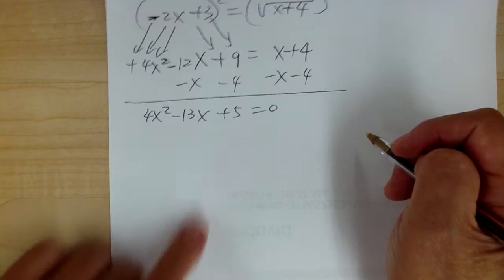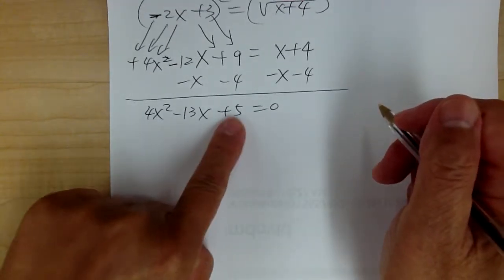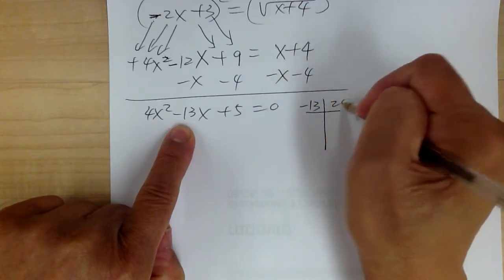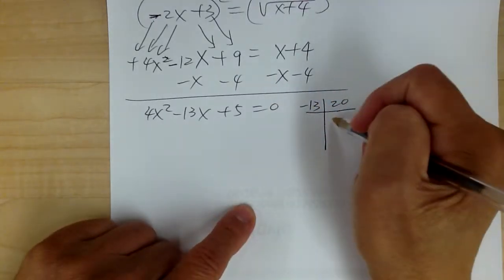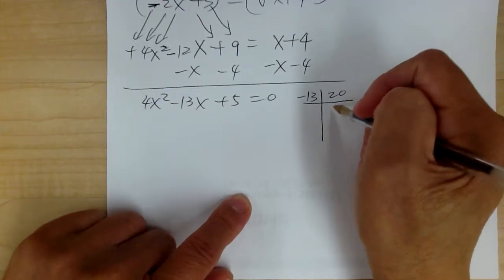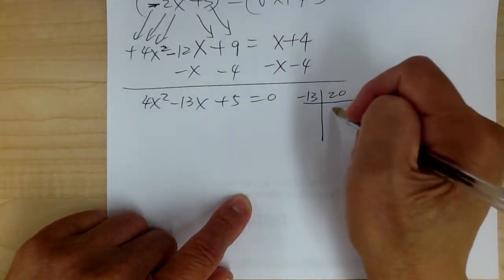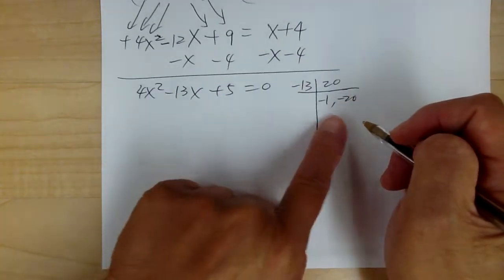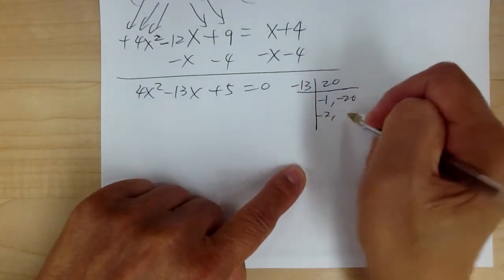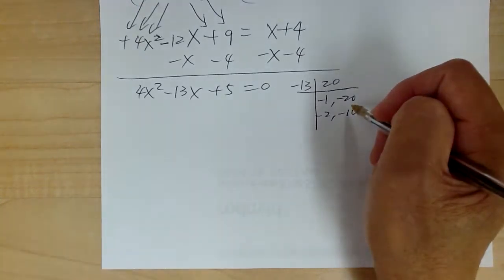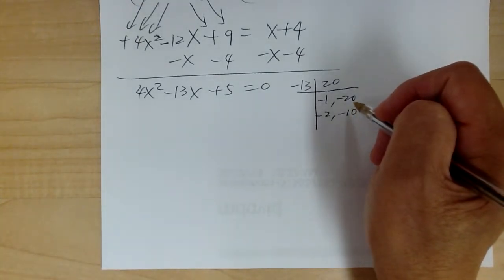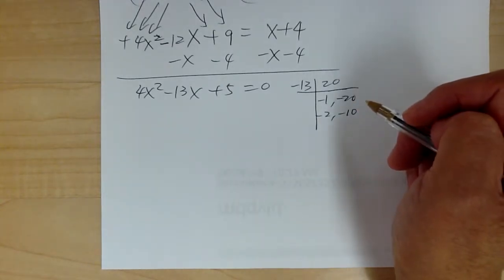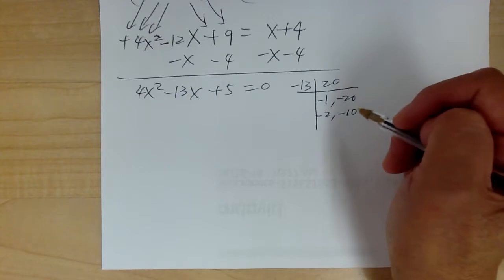So do the factoring. Step 1, common factor, cannot. Step 2, perfect square, no. So go to master product, negative 13 and 20. So step 1, common factor, start with 1, 20, so negative 1, negative 20, negative 2, negative 10. Okay, let's see, number 26. Okay, double check, make sure we are okay.